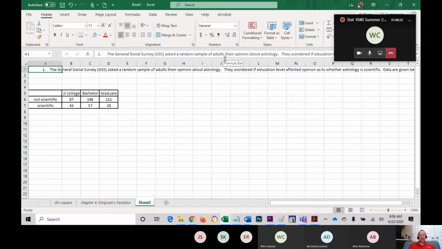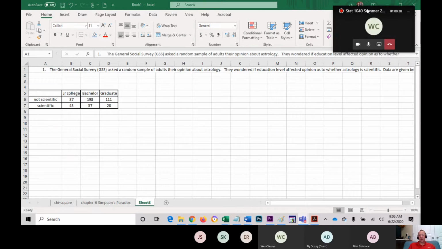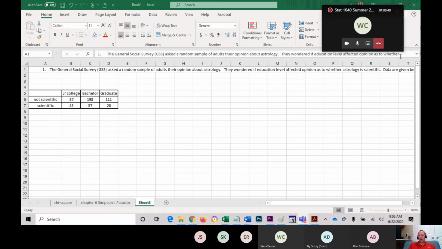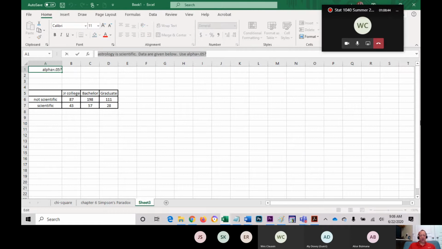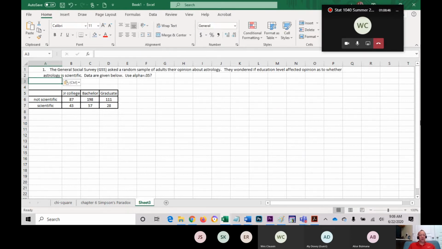General Social Survey asked a random sample of adults their opinion about astrology. They wondered if education level affected their opinion as to whether astrology is scientific. Data are given below. Use alpha equal 0.05.